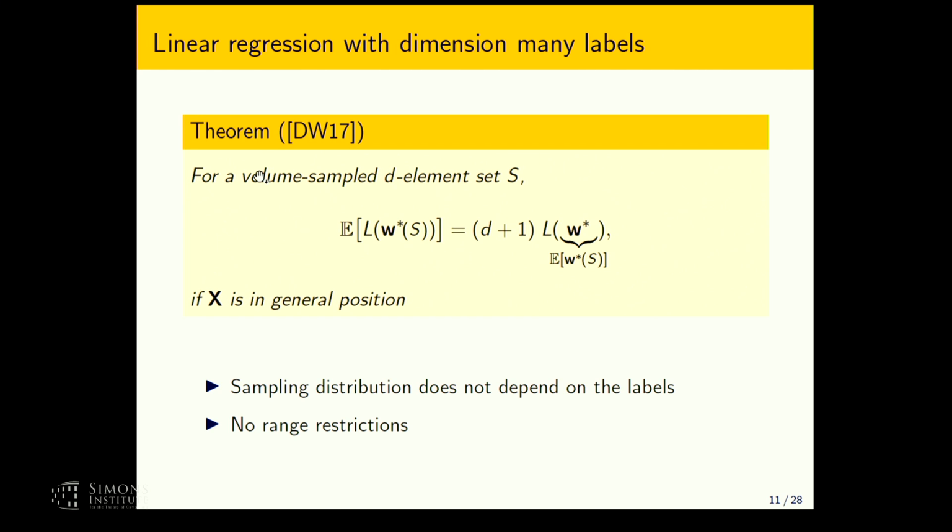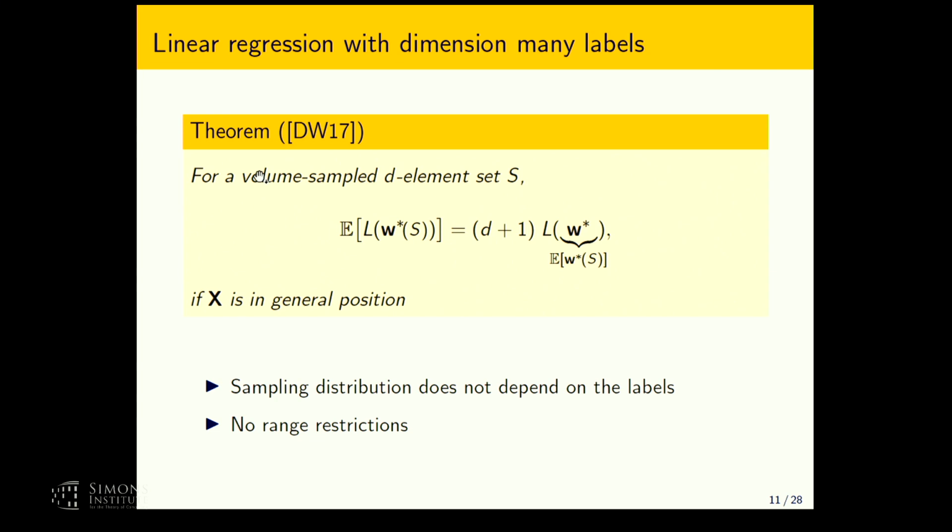So we essentially recover the same statement as before in the one-dimensional case, except now we have to sample d points, and the factor grows with the dimension. But again, the sampling distribution does not depend on the labels, and the result does not depend on any noise model of the vector y, right? So it's for fixed y's.